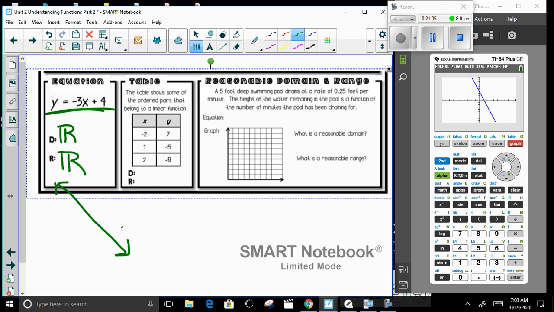From my table, this should be nice and easy. My domain is my x values, so negative 2, 1, and 2. We put it in order least to greatest. My range is my y values. Least to greatest would be negative 9, negative 5, and 7.